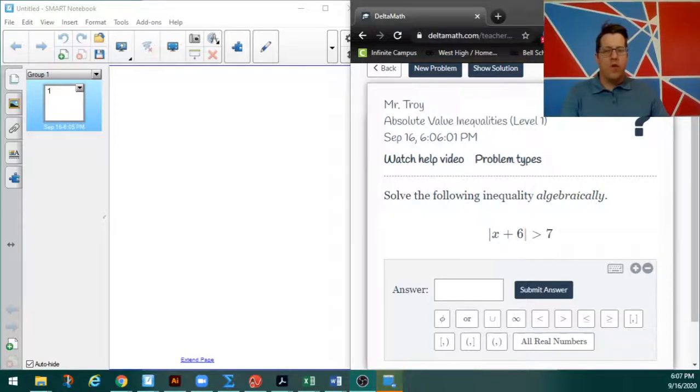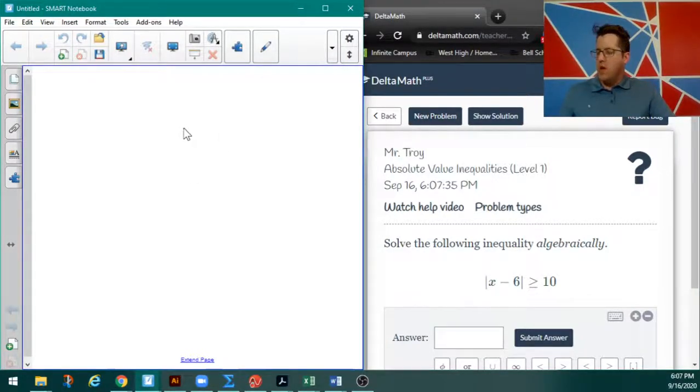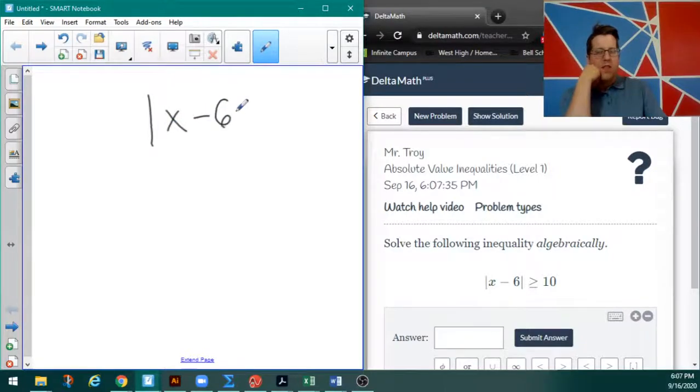Alright, we're going to start with an absolute value inequality. Here's my first problem. Remember, I haven't seen these problems ahead of time. Okay, so we're going to start with a basic absolute value inequality. And I want things where the absolute value of x minus 6 is greater than or equal to 10.